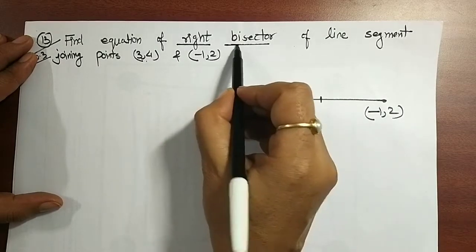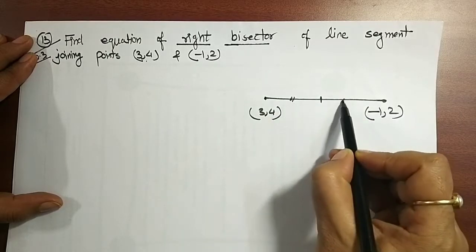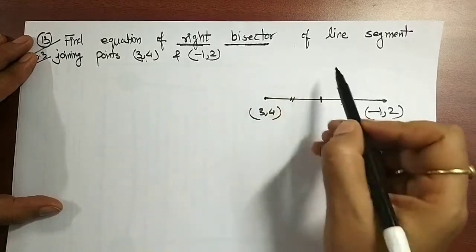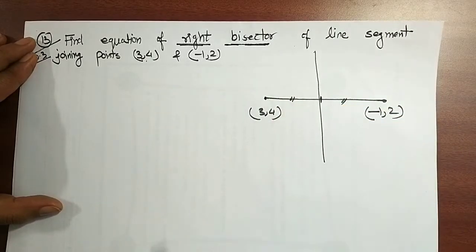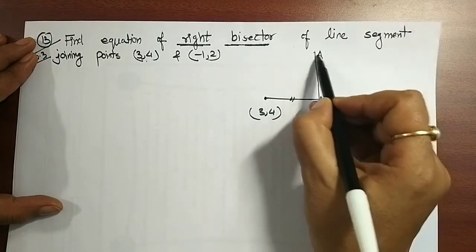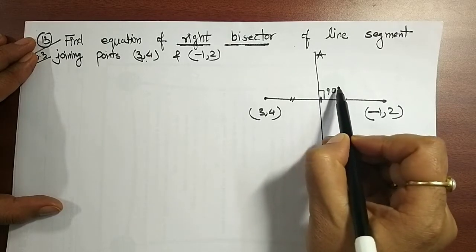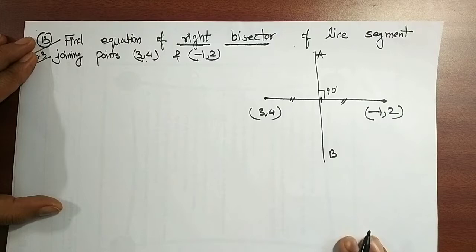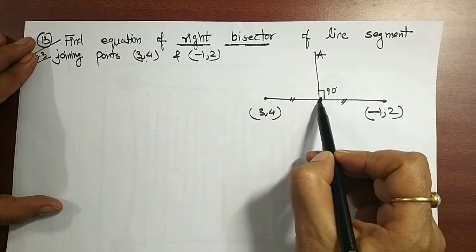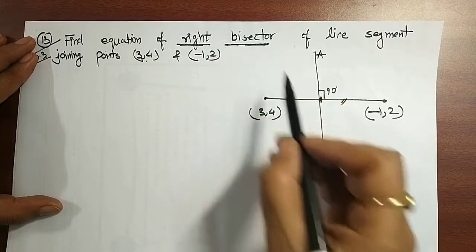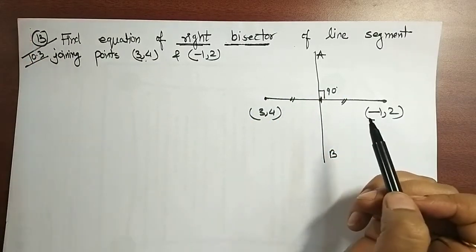Bi means dividing into 2 equal parts. Sector means dividing. Right angle means it is perpendicular. So this is the line that you want, which is at 90 degrees on this segment and passing through the midpoint, because bi means 2, sector means pieces, 2 equal pieces.